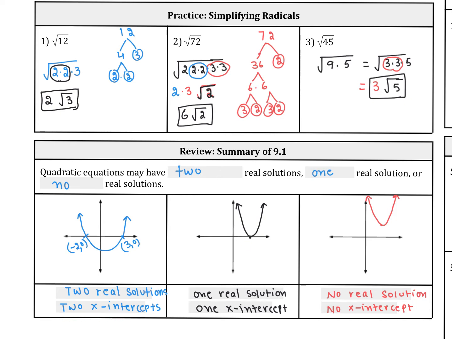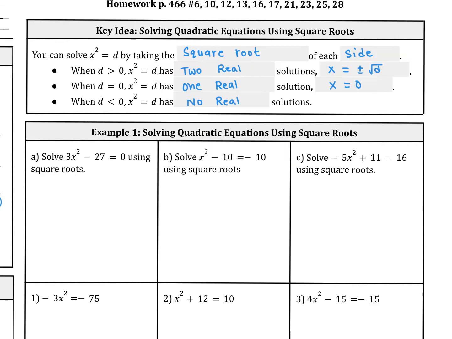If the parabola is cutting at only one point, so let's say this point is (3, 0), then there is only one x-intercept or one real solution. If the parabola is not cutting the x-axis at any point, then we call it no real solution or no x-intercept. Now we are going to discuss the key idea, solving quadratic equations using square roots.